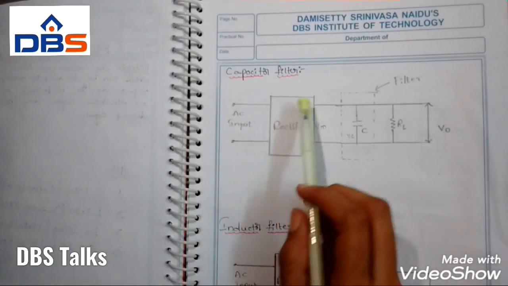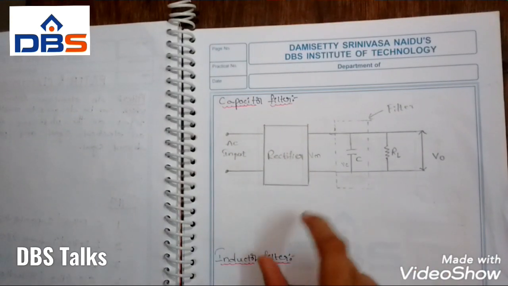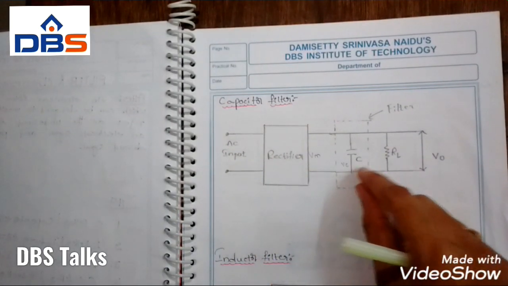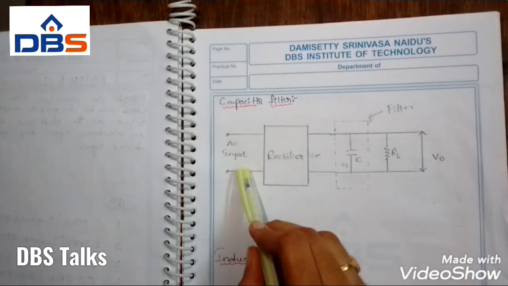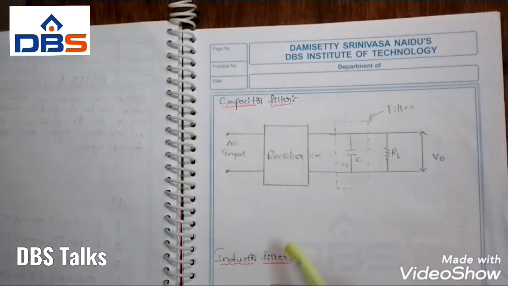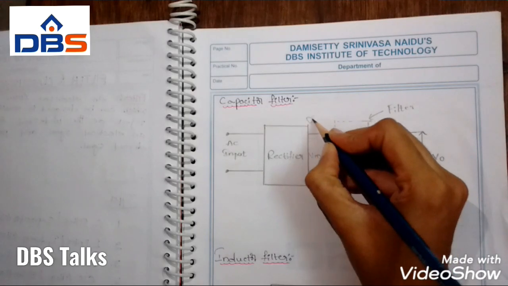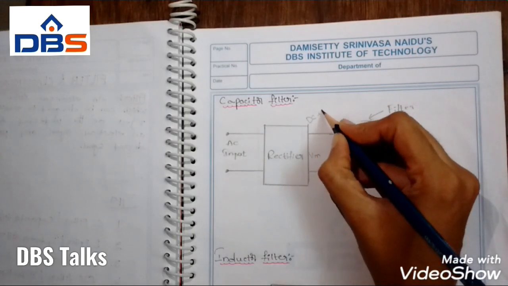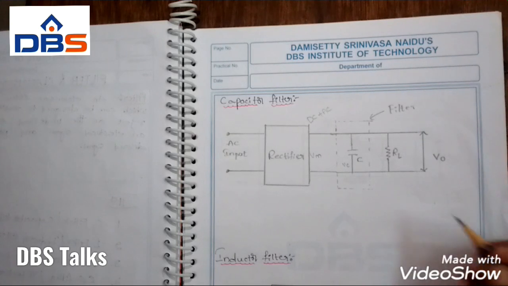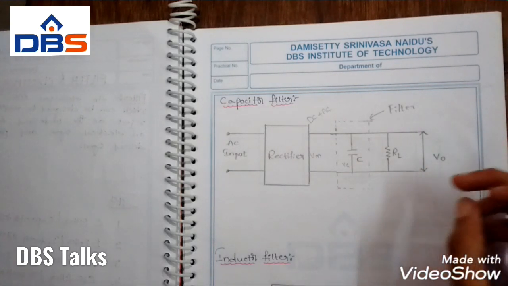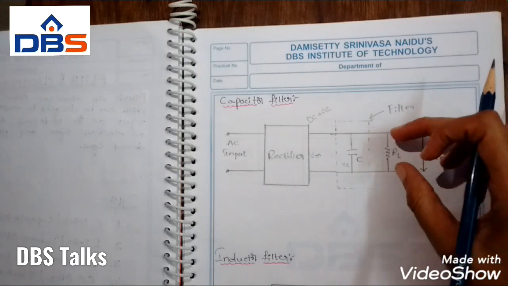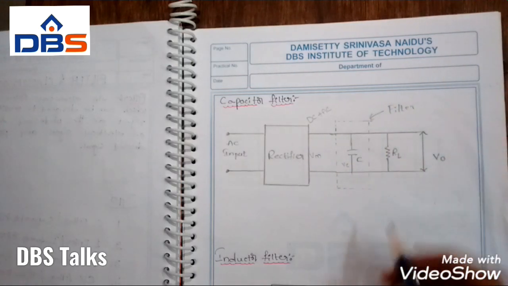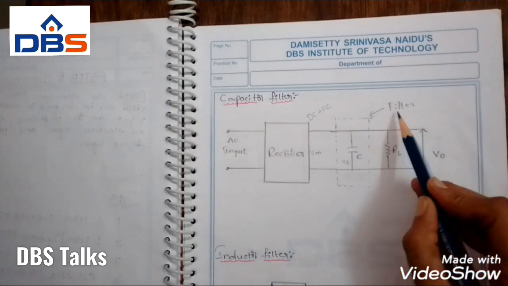The first one is a capacitor filter. So it consists of a rectifier, a capacitor, and a load resistance. We know that the input to the rectifier is AC and on the output side we will get pulsating DC, which means that it consists of a DC as well as some AC components, right? So the main point is we are placing the capacitor parallel to the load resistance, which means it is across the load. So this capacitor is working as a filter here.